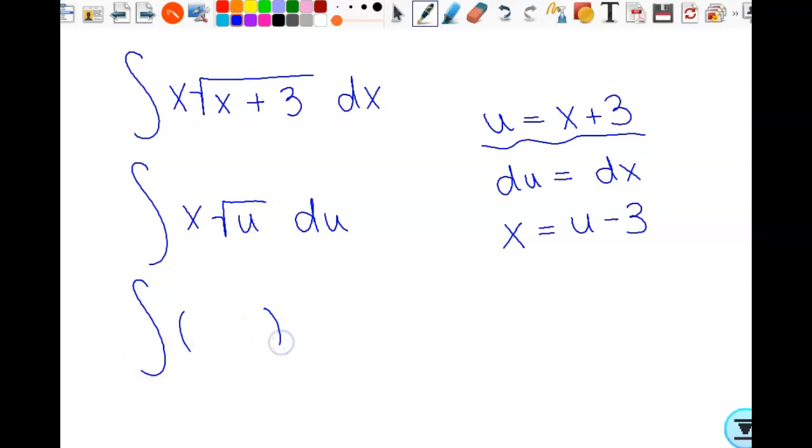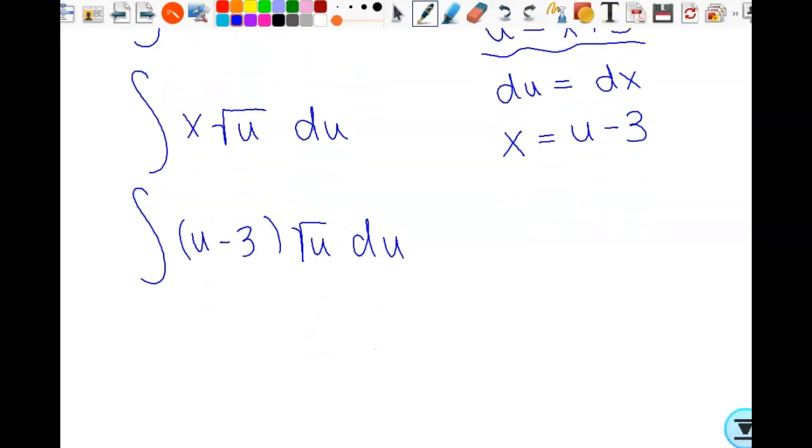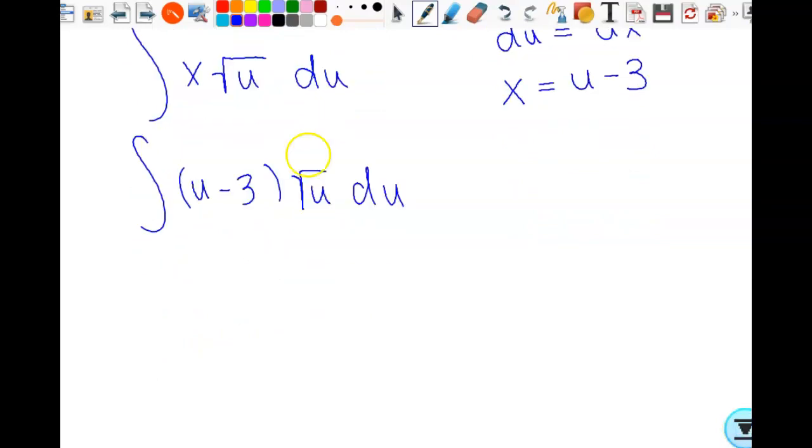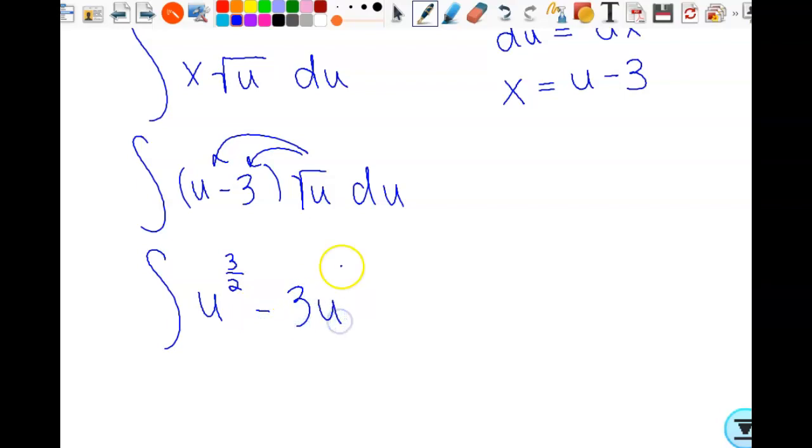All right, so now we're taking out the x and replacing it with u minus 3. So now I have an integrand that's all in terms of u. But I have to do one more rewrite step before we can integrate. We distribute that square root of u, or u to the half power. If we multiply u times u to the half power, we add the exponents, u to the 3/2 power. Everybody okay there? Minus 3 times u to the half power, with respect to u.